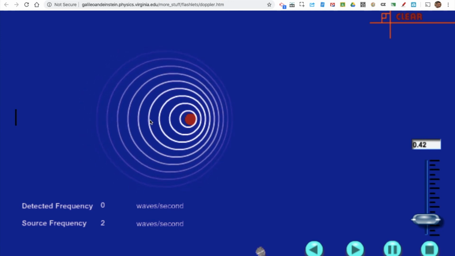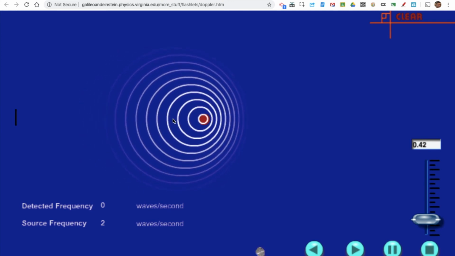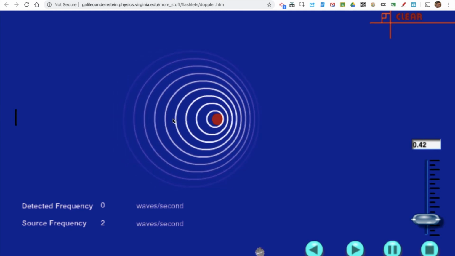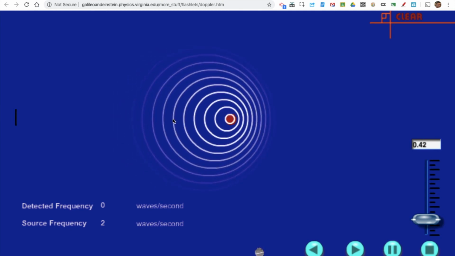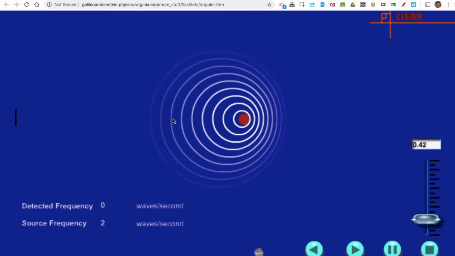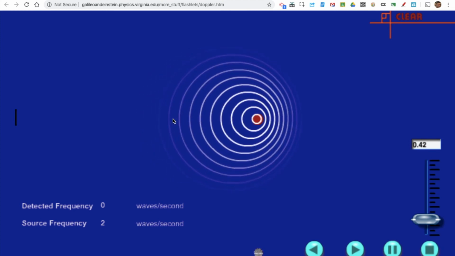Back here, if I'm behind the object, I get a longer wavelength, and I get those waves less frequently, which is why when the horn travels away from you, it changes from a high-frequency sound to a low-frequency sound.